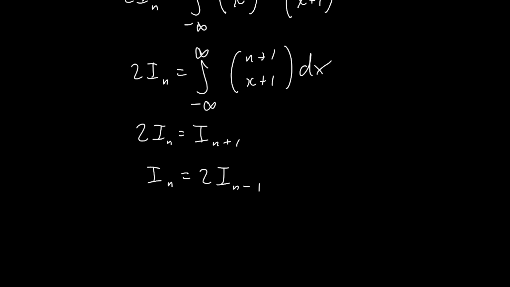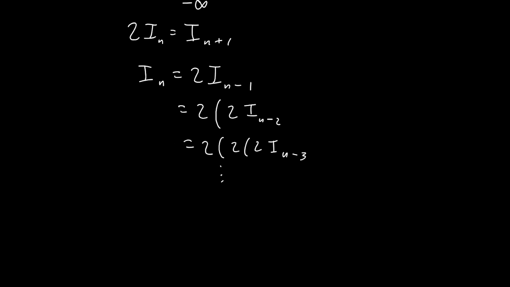Okay, so you can see that if we expand our I of n minus 1 again, we get 2 lots of I of n minus 2, and then we get 2 lots of I of n minus 3. This is going to keep going until we reach 0. So you can see that I of n equals 2 to the n lots of I of 0. So if we can work out what I of 0 is, then we're done.